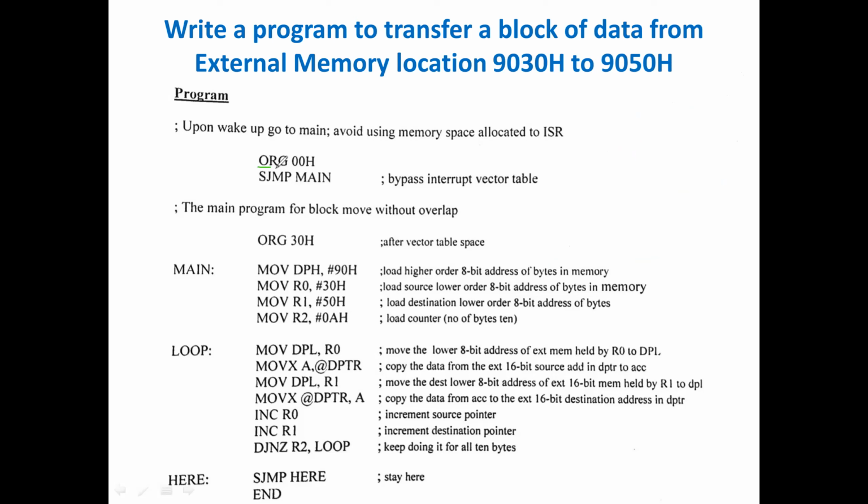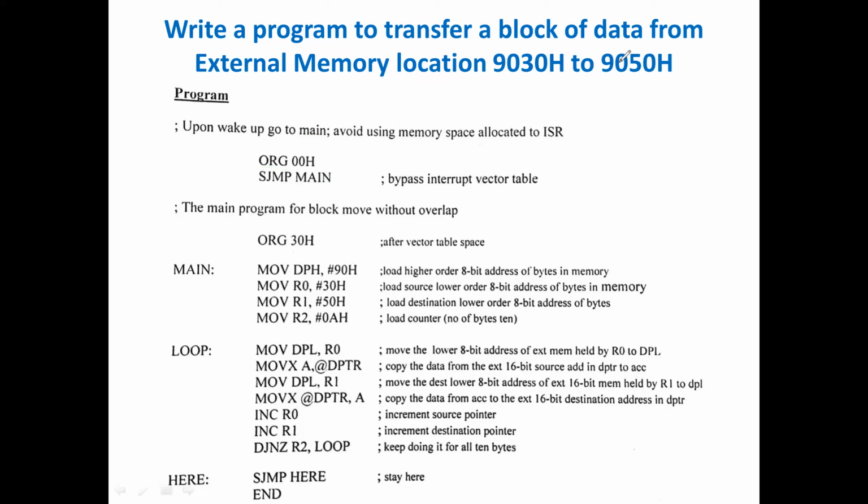Always start with ORG 0000H. It starts your program at this particular location. Then SJMP main, so go to the main program. We are jumping from here to the main label, so we need not worry about this part. You can simply start with ORG 0000H and start typing the program.